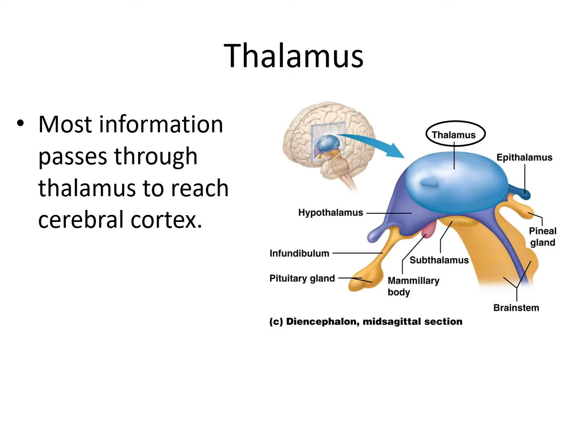So in this picture, we see the diencephalon here, and here we can see the thalamus right here. And as I just mentioned, most information passes through the thalamus to reach the cerebral cortex. So information will go to the thalamus, go to other parts of the brain. It might come back to the thalamus to go to other parts of the brain. So the thalamus is very important.